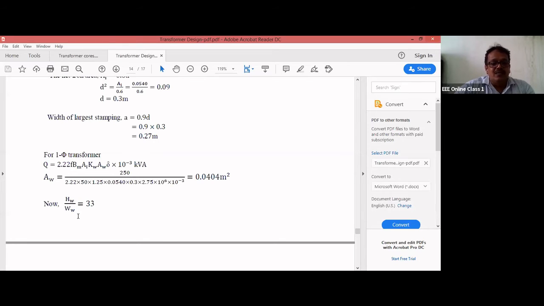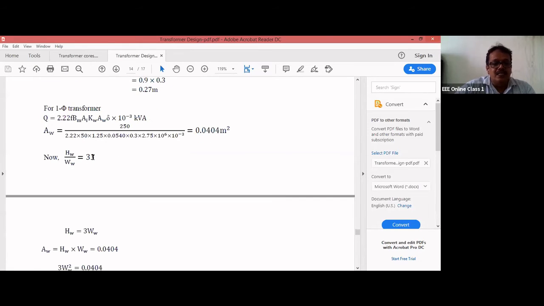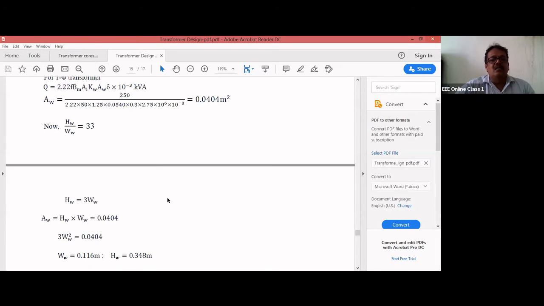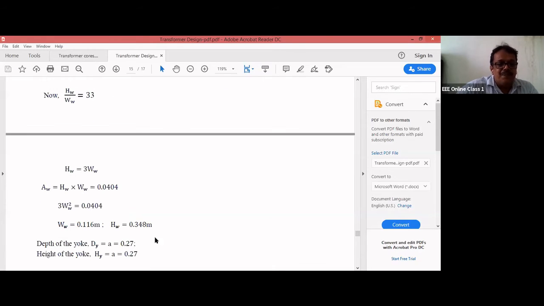Height of the window divided by width of the window is equal to 3, not 33. So height of the window is equal to 3 times the width of the window. And also we know that area is equal to height of the window into width of the window. The area of the window here is 0.0404. Substituting Hw equals 3 Ww, 3 Ww square is equal to 0.0404 meter square. Then Ww is equal to 0.116 meter and Hw is equal to 0.34 meter.